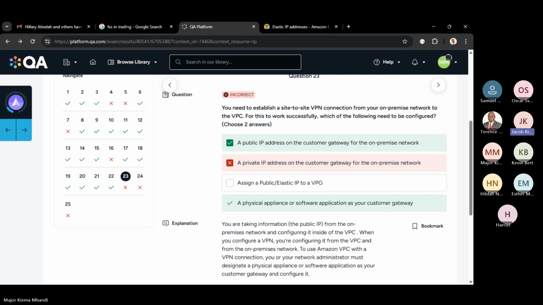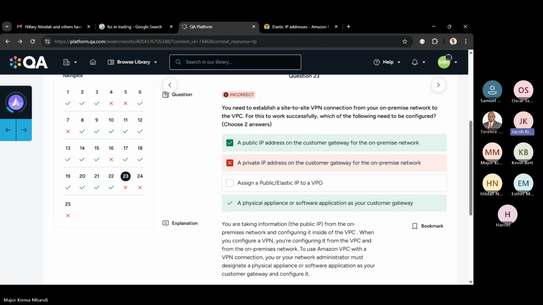So the explanation is you are taking the public IP for the on-premise network and configuring it inside the VPC. When you configure a VPN, you are configuring it from the VPC and from the on-premise network. To use AWS VPC with a VPN connection, you or your network administrator must designate a physical appliance or software appliance as a customer gateway configuration.